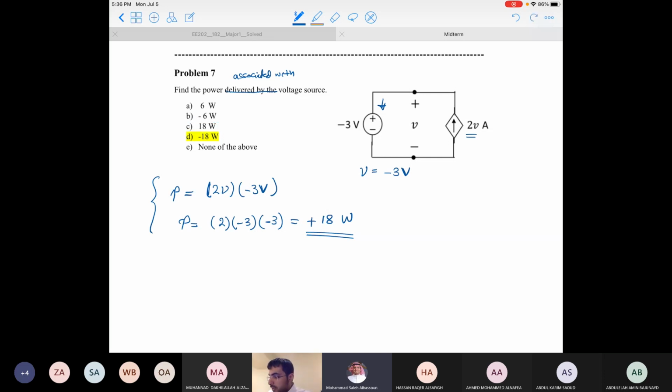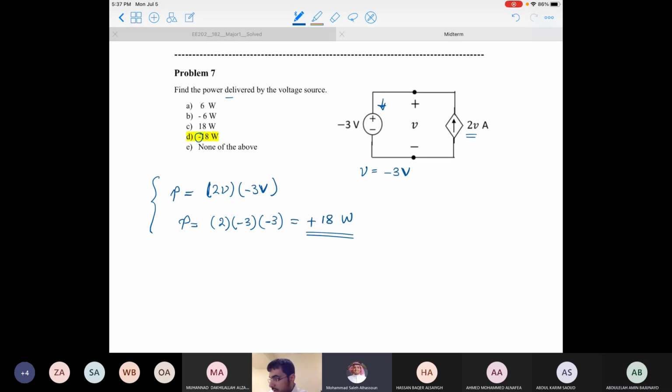Now, since I'm asking how much power this source is delivering, and you did your calculation and you notice that this source is not delivering, it's actually absorbing, the negative sign here indicates that it's against my assumption. So it's not what I assumed. It's clear, Shabab?